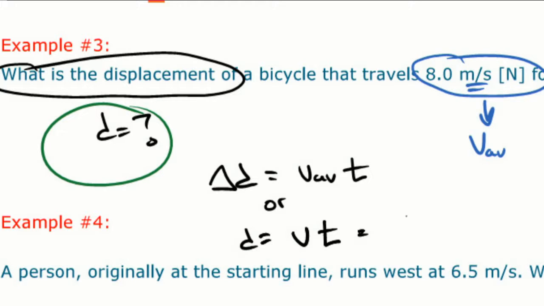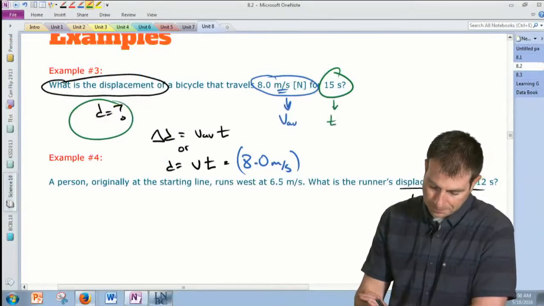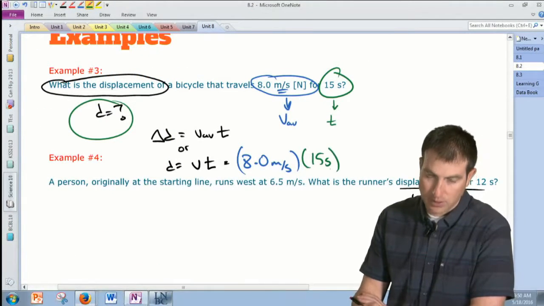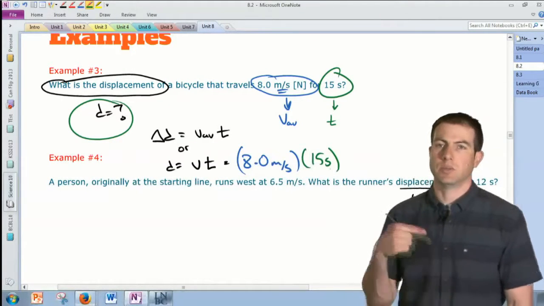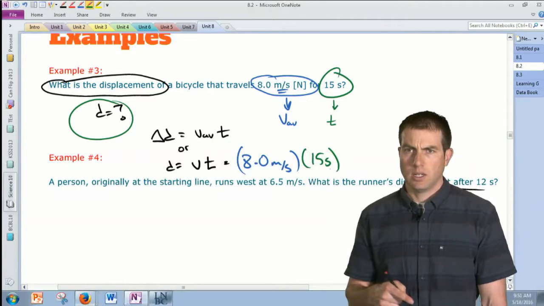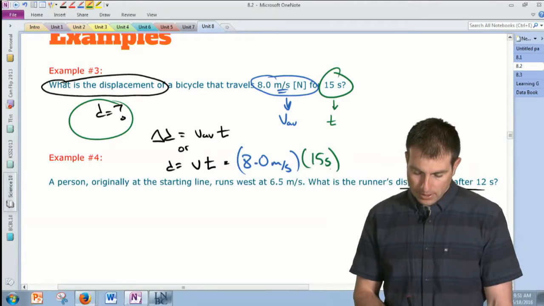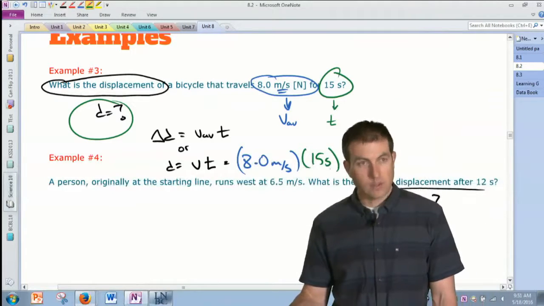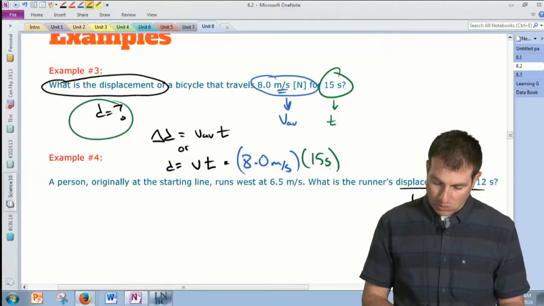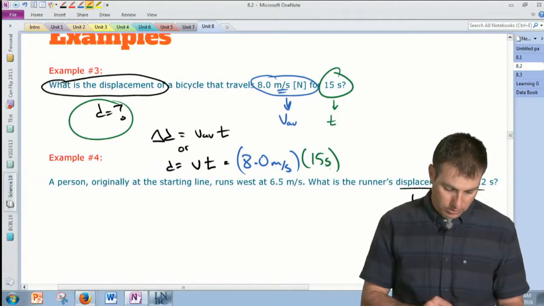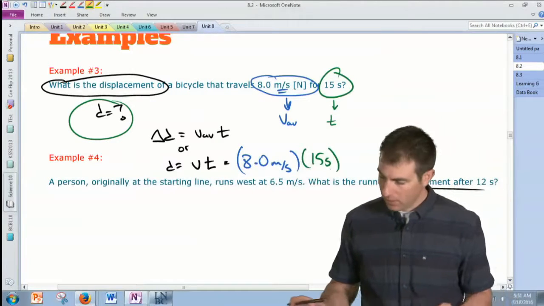Now, I know the velocity, it's given in the question, 8.0 meters per second, and I know the time. The time was also given in the question as 15 seconds. Now, I'm not going to include my direction in the question just because it gets kind of messy. So I'm just going to kind of plug away here. 8 times 15, what's that, 80, 120? 120.